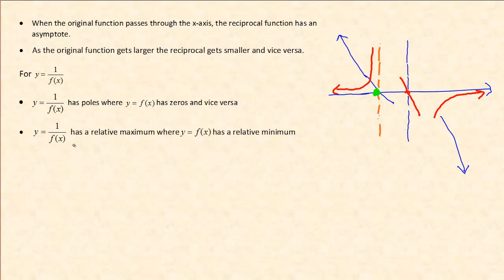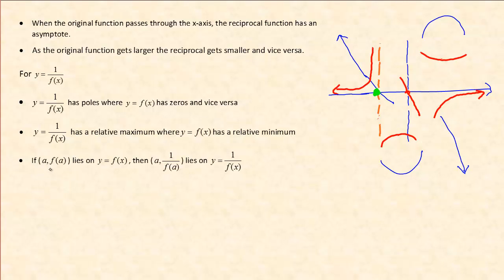Y equals 1 over f of x has a relative maximum where y equals f of x has a relative minimum. So we saw that the other way around, where f of x had a maximum, and then 1 over f of x had a minimum at the same point, and of course that works the other way around as well. So if we have a minimum for the original f, then there'll be a maximum on the 1 over f of x at the same place.